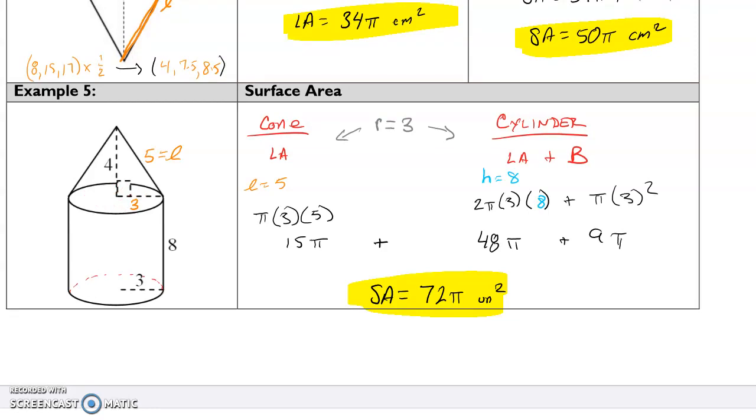So in doing our calculations here, we wanted to find the lateral area of the cone. Well, the radius for both the cone and cylinder is 3. That makes the slant height 5. It's a 3, 4, 5 right triangle. And pi r l is 15 pi. For the cylinder, the lateral area has a height, or distance between bases, of 8. 2 pi r times h is going to give me 48 pi. We only have one base that we're worried about, so I only have to add 9 pi for a total surface area of 72 pi units squared.